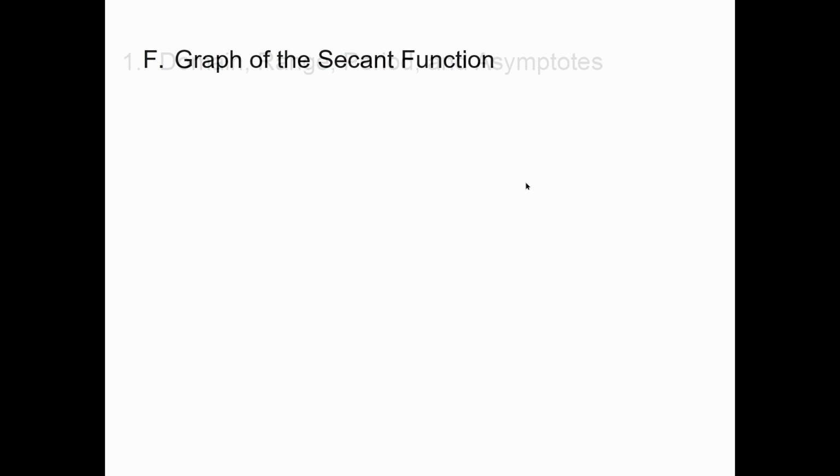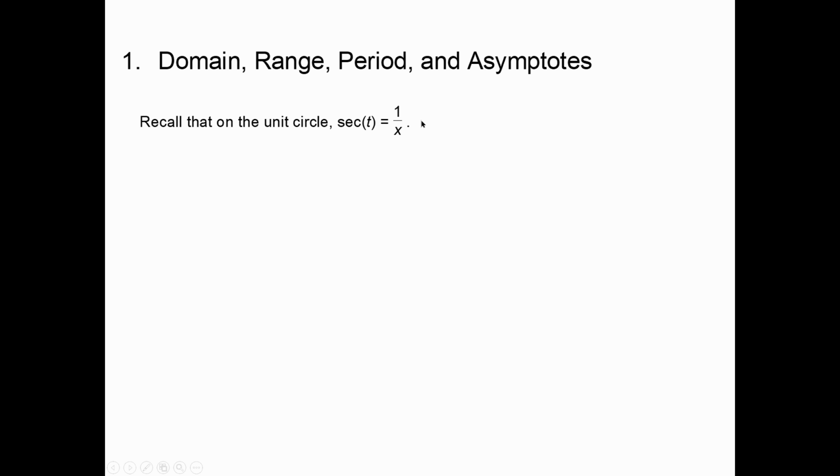Graph of the secant function. Okay, domain, range, period, and asymptotes. Remember, on the unit circle, the secant of t was 1 over x. So from the tangent, we know that x is equal to 0 at the odd multiples of pi over 2. So my vertical asymptotes will be x equals an odd multiple of pi over 2.